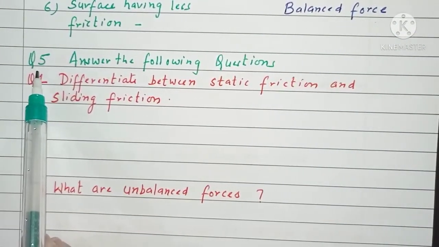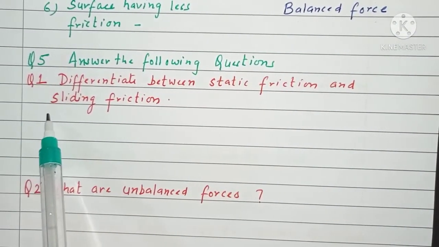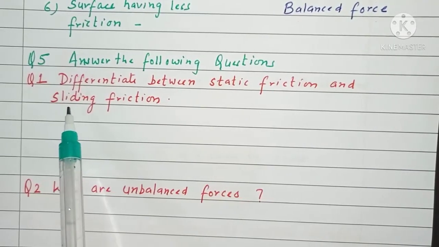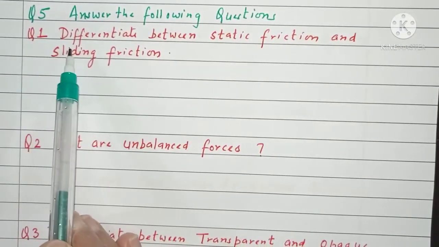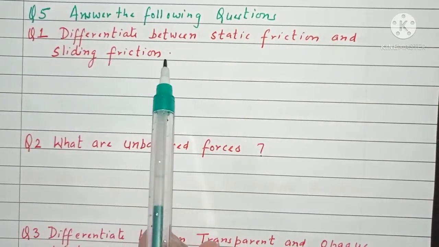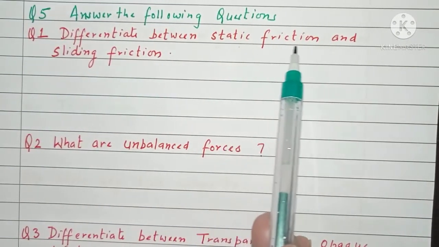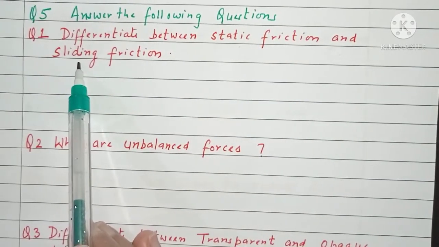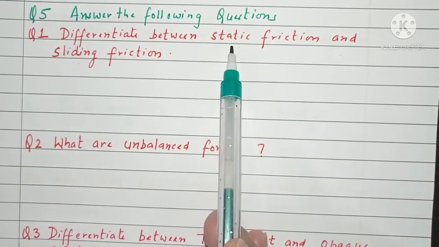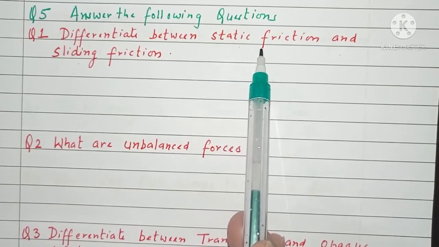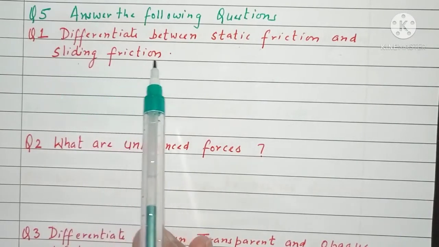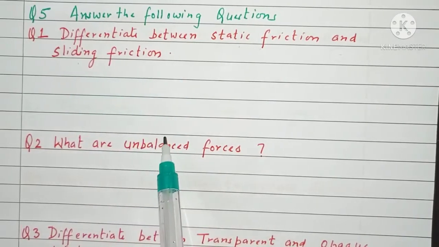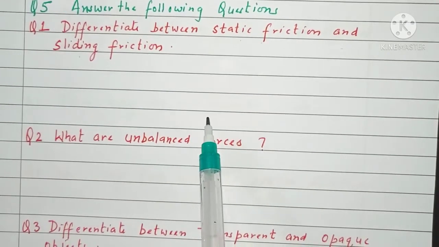In question number 5, there are few questions and you have to write the answers for these questions. In question number 1, you have to differentiate between static friction and sliding friction. As we know, static friction is the friction possessed by a body when it is in a state of rest, and sliding friction is when a body is sliding over another body. So you have to write down the difference between them.